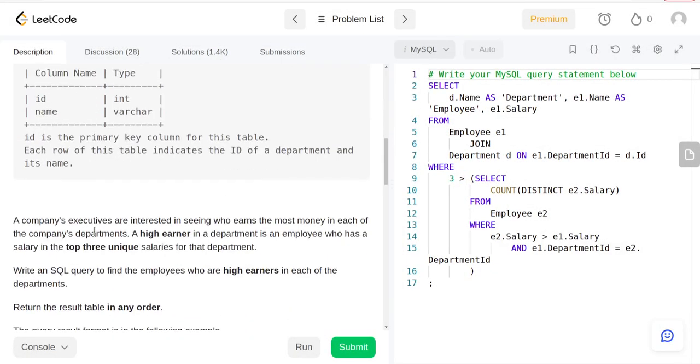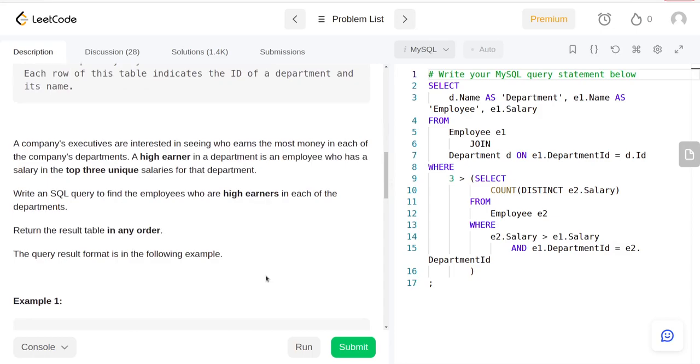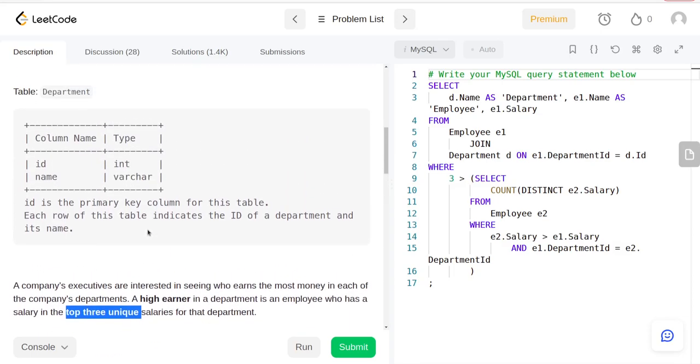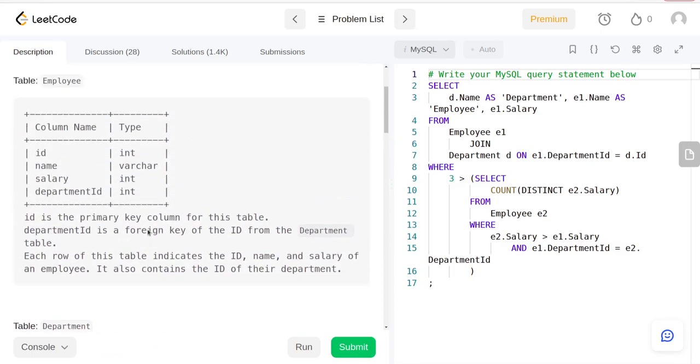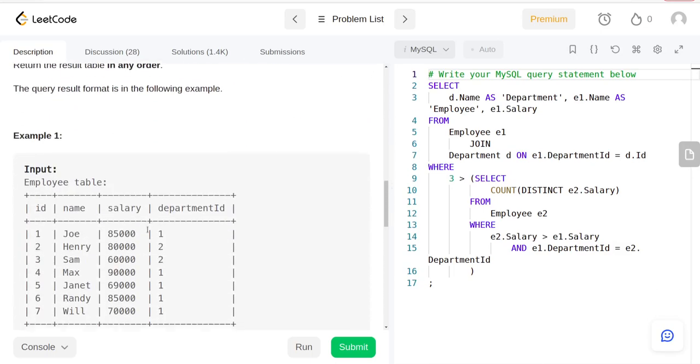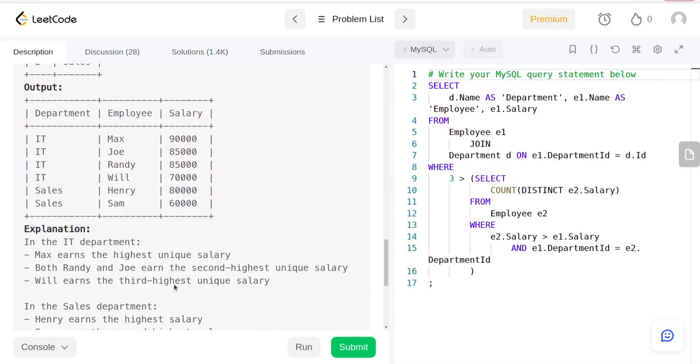What they are asking for is that we need to write a query to find the employees who are high earners in each of the department and how many of them. We're going to be returning top 3 unique salaries, or top 3 people who have the most salary.